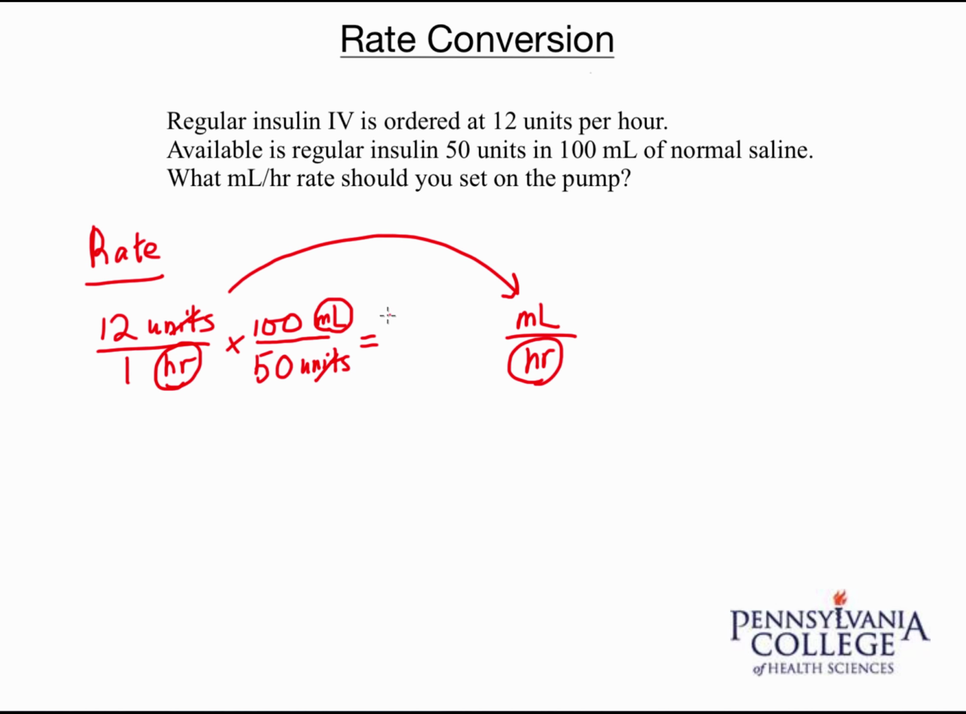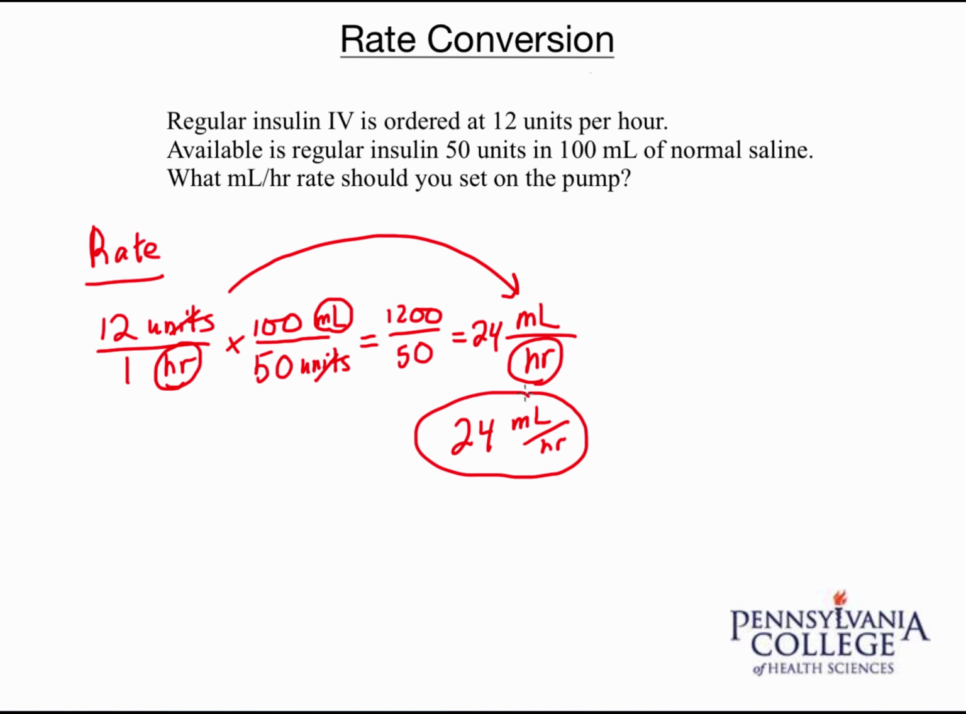What I get up top would be 1,200. Down below, I would get 50. That will simplify to 24. I need to set the pump for 24 milliliters per hour.